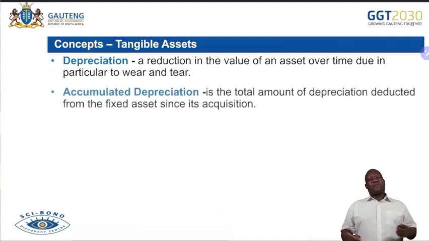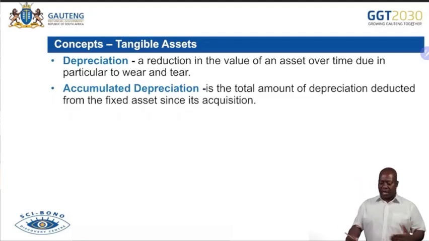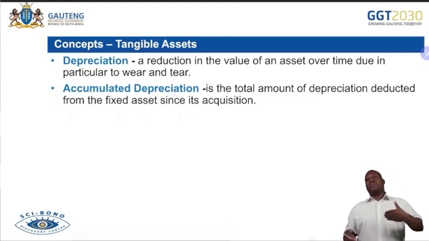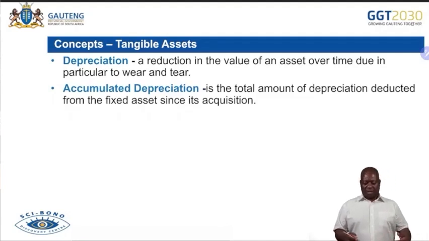And then there is accumulated depreciation, total depreciation. Accumulated depreciation is the accumulation of all the depreciations that the asset has done over a period of time from the day it was bought until today. So in other words, this is the total amount of depreciation that is being deducted from the cost of the asset until the present day, from acquisition until the present day.